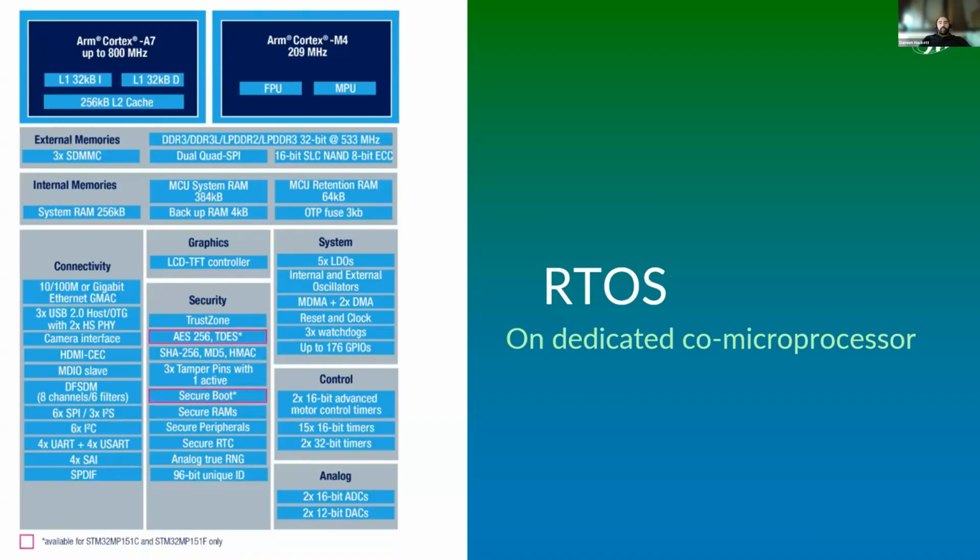So now, for the other part of the topic about real time, how can we do that? The secret is that on the STM32MP15 series, we have, in fact, two processors of two different kinds. We have the main processor, the A7, where OP-TEE and Linux will run, and we have a co-microprocessor, Cortex-M4, where we plan to run either bare metal or an RTOS.